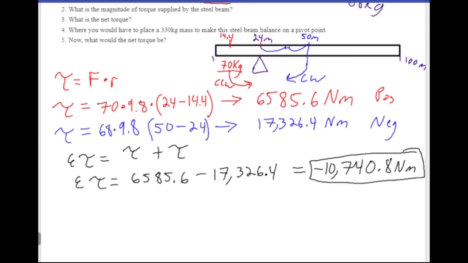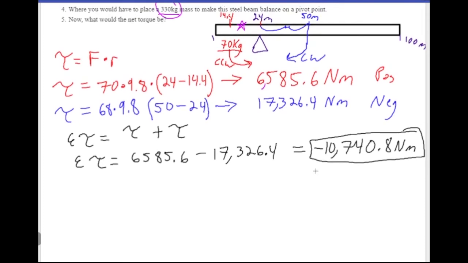Alright, now that we're done with the easy stuff, let's do something a little bit more challenging. Where would we have to place a 330 kilogram mass to make the steel beam balance on the pivot point? So if we look at these two values here, we have 6,585 Newton meters of torque on the left hand side and 17,326 Newton meters of torque on the right hand side. So if we want this to balance out, we can already see that we're going to need to place this 330 kilogram mass somewhere on this side of the pivot point.